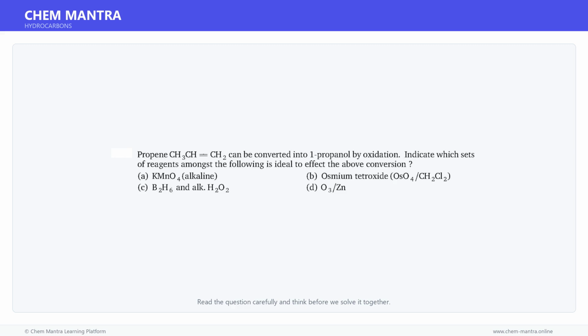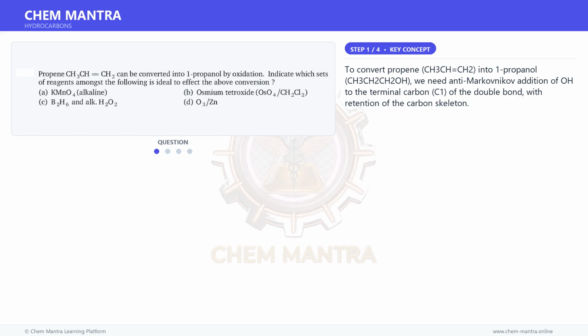Here is a question. Read it carefully and think about the answer. Let us solve it step by step. Let us first understand the key concept here. To convert propene, CH3CH=CH2, into 1-propanol, CH3CH2CH2OH, we need anti-Markovnikov addition of OH to the terminal carbon, C1, of the double bond, with retention of the carbon skeleton.